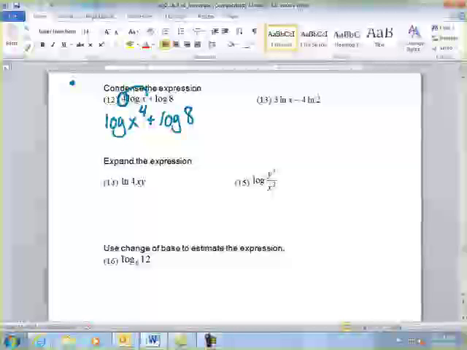Second property we're going to apply is what we do when we're adding. When we put additions together into one, what do they become? Multiplications. So we're going to have a log of 8 times x to the 4th. Number 13 uses ln's, but ln's are just logs. They have a special base, but they follow all of the same rules. So the first property we'll take care of is the 3 and the 4, which go up as exponents.